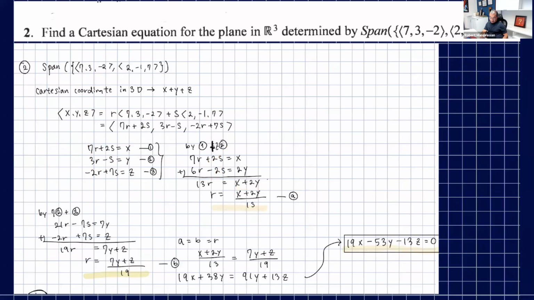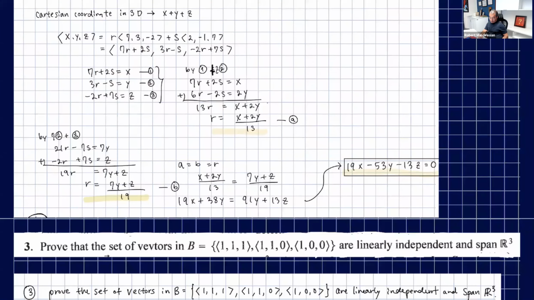Then you go to the second one and the third one, and you eliminate s again. So you do 7 times the second one plus the third one. If you do that and isolate r, you get 7y plus z divided by 19. You put these 2 equations equal to each other because they both represent a value for r. Then if you simplify, you get the equation of a plane, and that equals 0. Obviously it passes through the origin. So that's the answer.